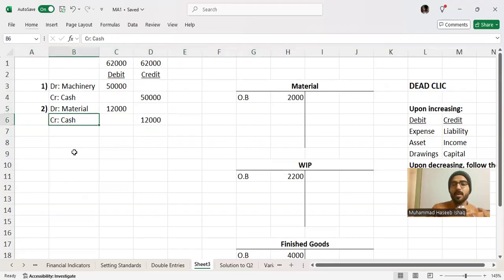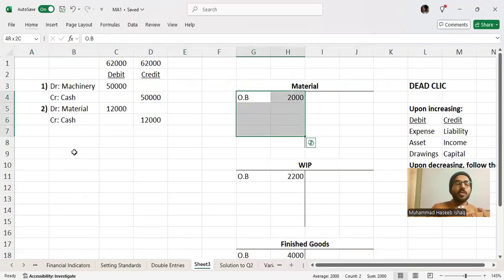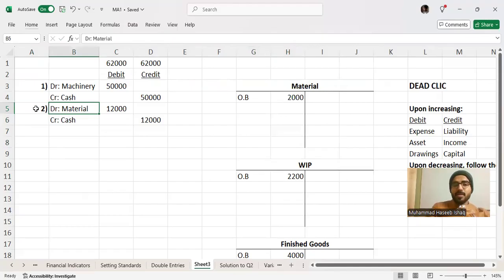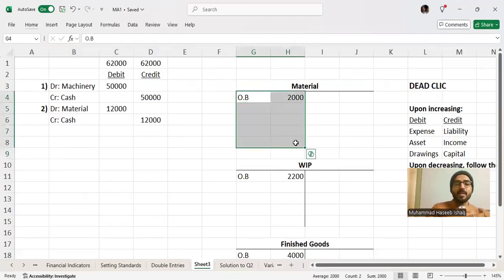So let's put this entry in the material account. How do you put the entry in the T accounts? We are debiting the material account, so we have to use the debit side. Debit side is the left side and credit side is the right side, right? So in the second transaction, the material account has been debited. This means we have to put this transaction on the left side of the material T account, by the amount 12,000. We can just write the amount here, 12,000.